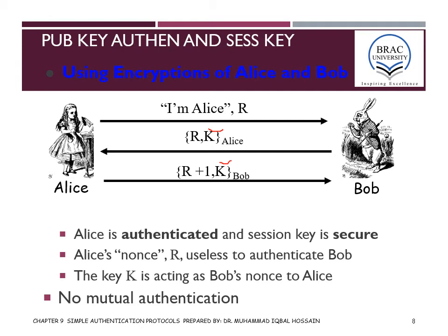So R is like a nonce. Okay. So Alice is authenticated, and also because this is encryption, we are assuming this is a perfect encryption, so no one can break it. That means this key is secure. So we are calling this the session key. That is fine. But the thing is, Alice cannot authenticate Bob, so there is no mutual authentication here. So this is not secure.